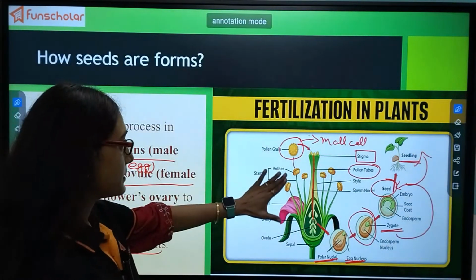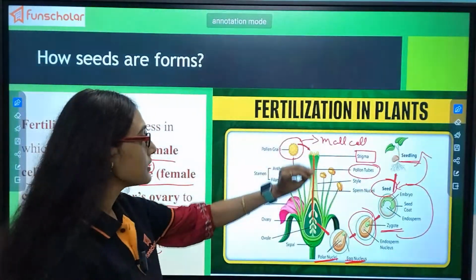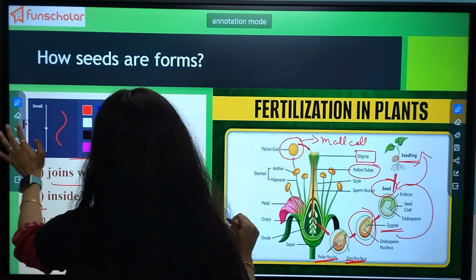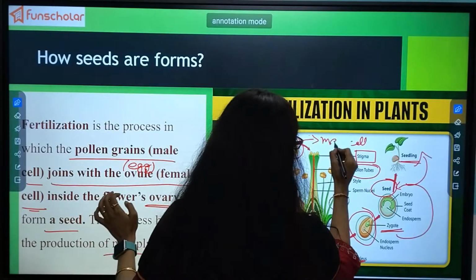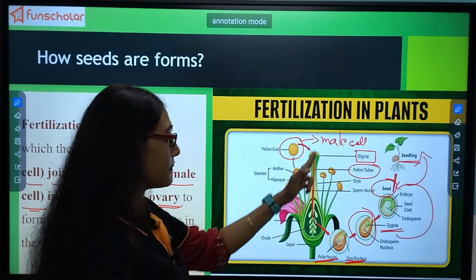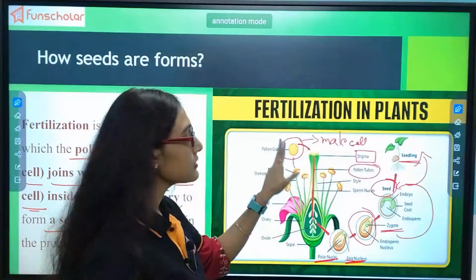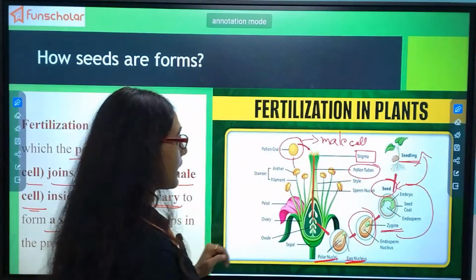Okay? I am repeating once again. Pollen grains are actually what? The male cell. This is not mole, this is male. So I am writing it again. M-A-L-E, male cell. What happens? The male cell gets stuck with the sticky part. That sticky part is known as stigma of pistil or carpel.